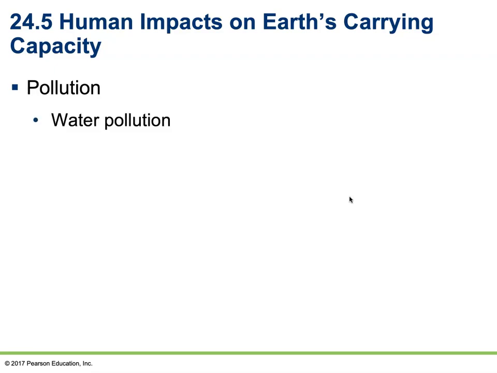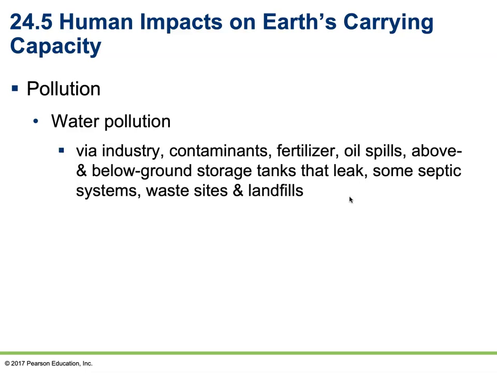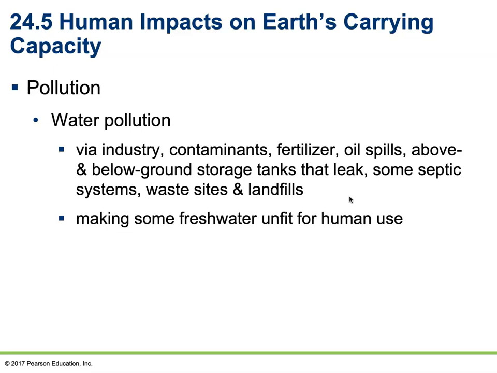Pollution is another way that humans impact the Earth's carrying capacity. Water pollution. Via industry, contaminants, fertilizer, oil spills, above and below ground storage tanks that leak, some septic systems, waste sites, landfills, we are starting to see that some groundwater is now unfit for human use and cannot be made fit for human use. Surface water is exposed to things like mercury, PCBs, fertilizer, oil spills. This is not okay. This is rapidly depleting our freshwater resources.